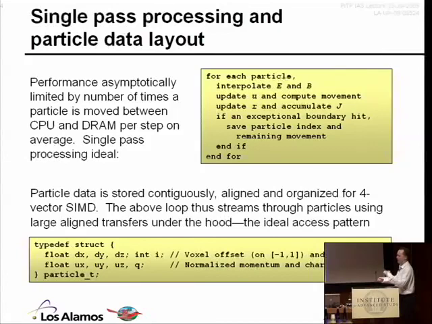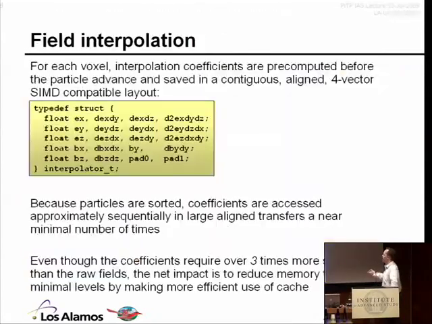It's all compact and can be loaded very, very efficiently as we stream through the particles. Like I also mentioned, for the field interpolation, we don't access the field data directly while we're integrating the particle. Instead, for each voxel, we compute a set of interpolation coefficients. So here we see the 4 interpolation coefficients necessary to interpolate the X electric field and the 4 interpolation coefficients for the Y, and so forth for the other various field types.